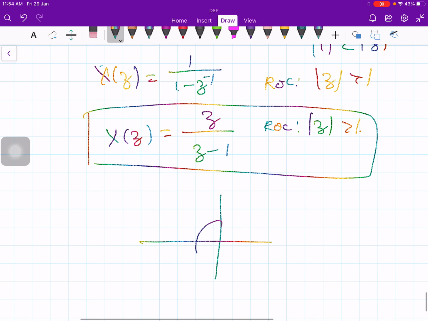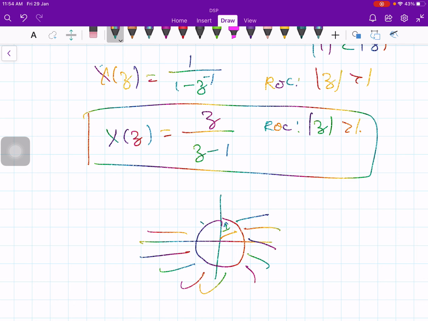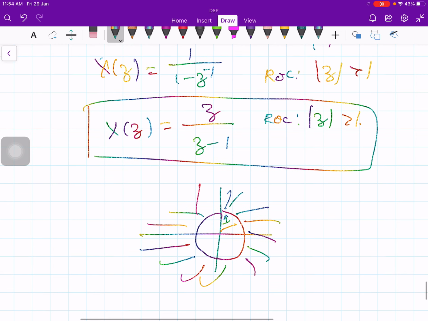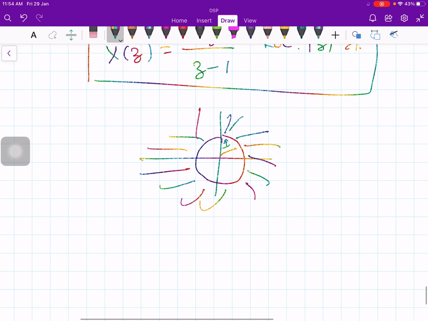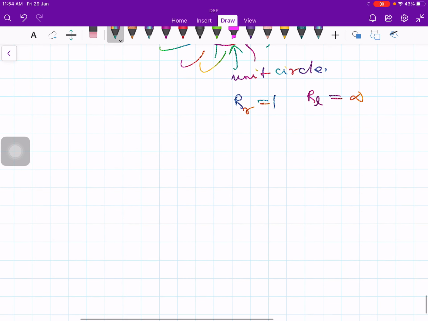So how do you plot this? You draw a unit circle with the radius 1 unit. The ROC is outside the circle of radius 1. So the ROC in the z plane is outside the unit circle. This is my unit circle. The total region of convergence is outside the unit circle. In other words, here r suffix r is equal to 1 and r suffix l becomes infinity. That's it.